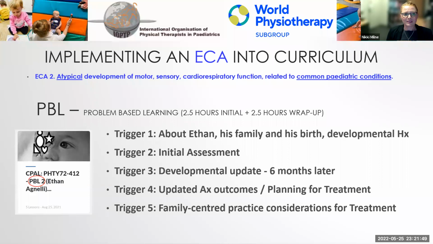At our university where I teach, which is Bond University on the Gold Coast in Australia, we do a problem-based learning program. So nearly the entire program is based around the PBL model here. So the way that we teach our pediatric curriculum is at the beginning of the week, the students are given a problem, a PBL case.